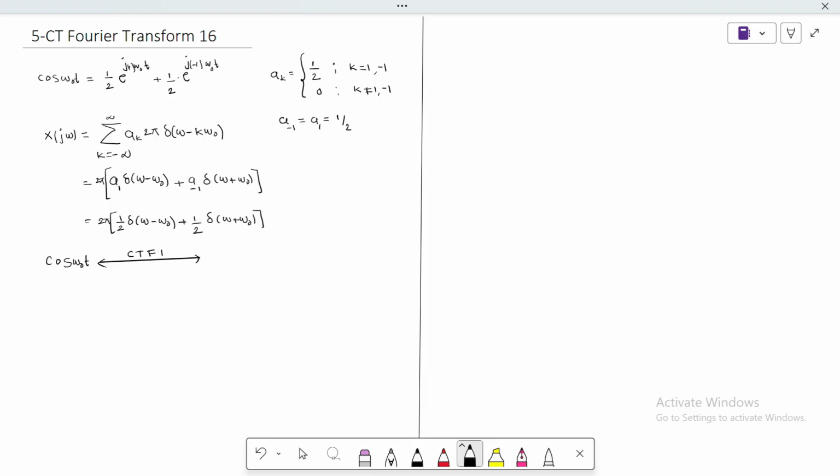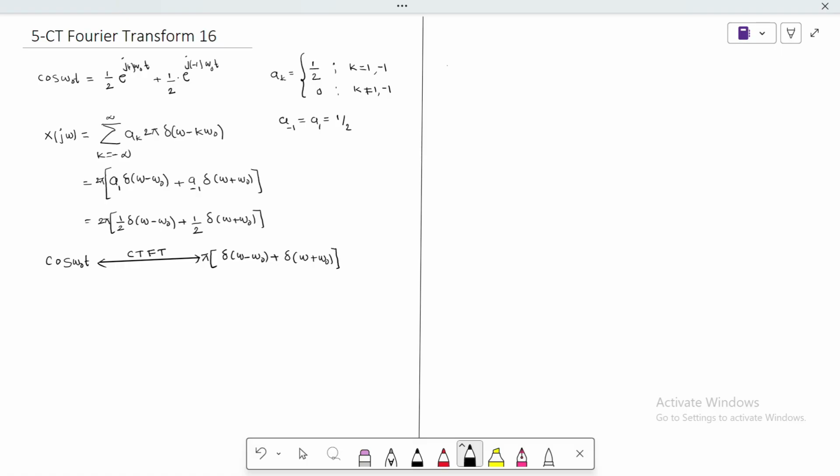The continuous time Fourier transform is equal to, so pi is common, pi times delta of omega minus omega naught plus delta of omega plus omega naught. So this is the case.